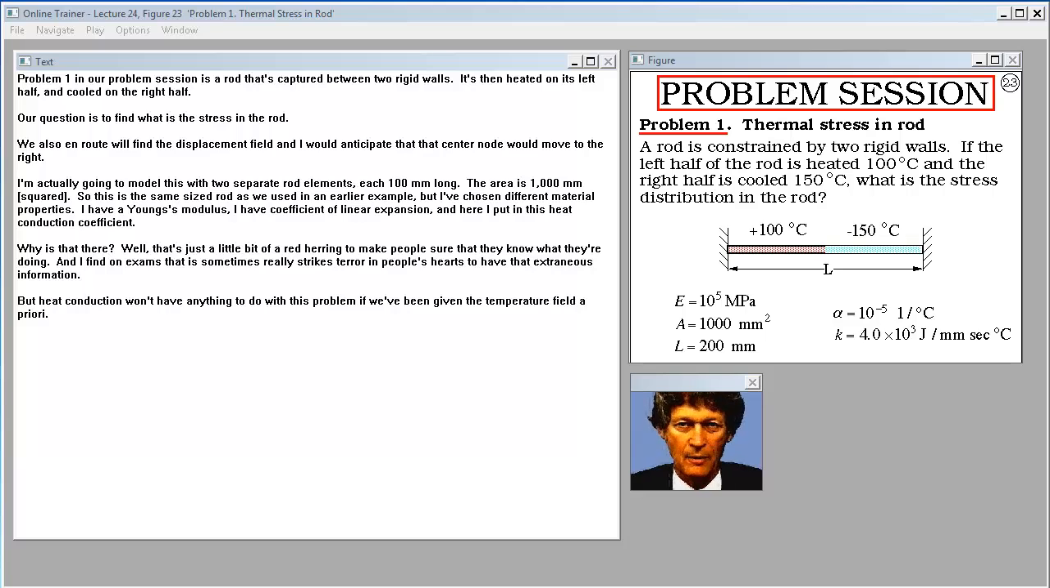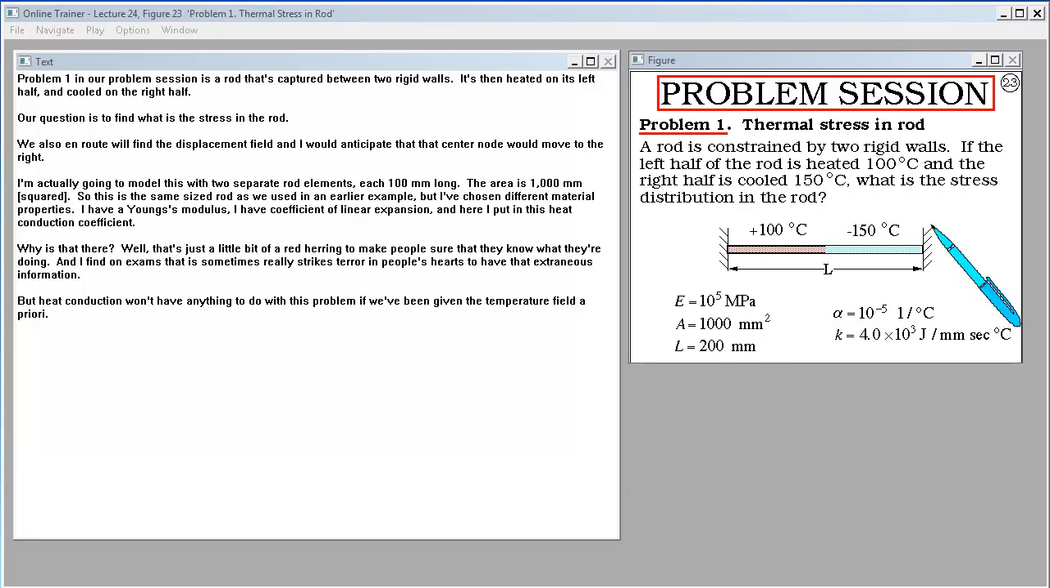Problem 1 in our problem session is a rod that's captured between 2 rigid walls. It's then heated on its left half and cooled on the right half. Our question is to find what is the stress in the rod. We also en route will find the displacement field, and I would anticipate that that center node would move to the right.